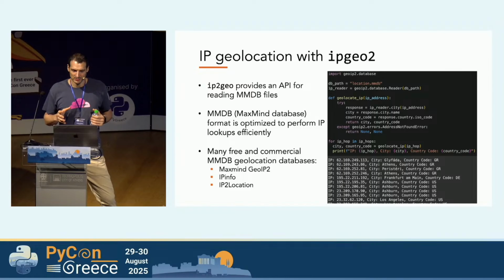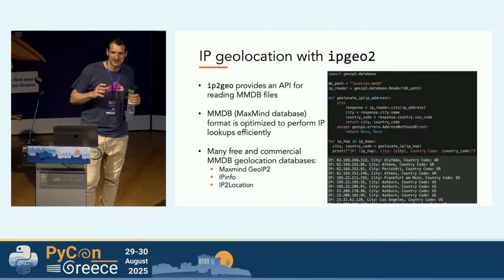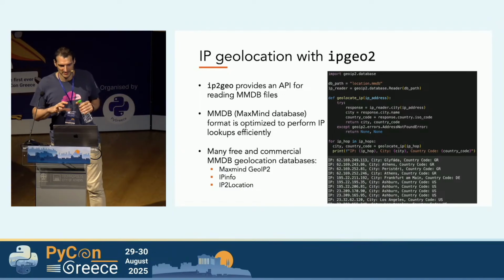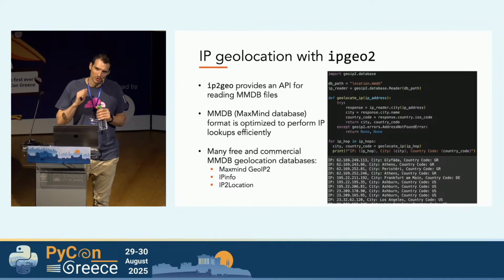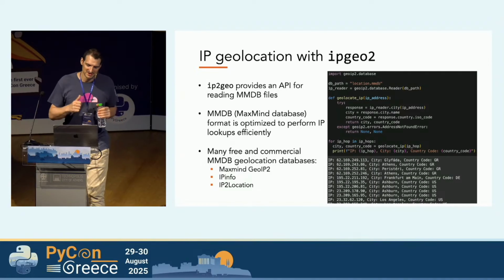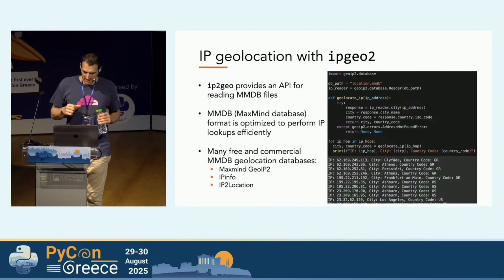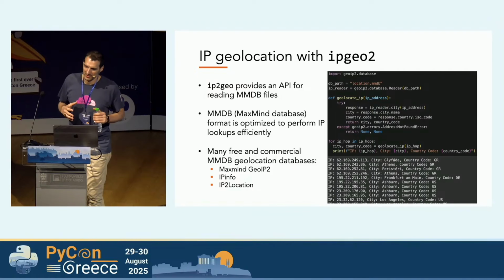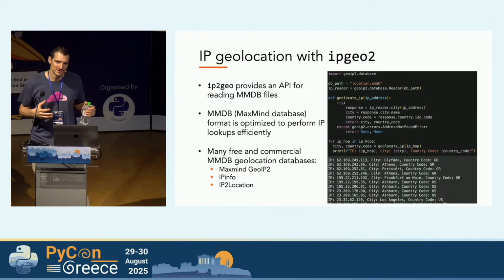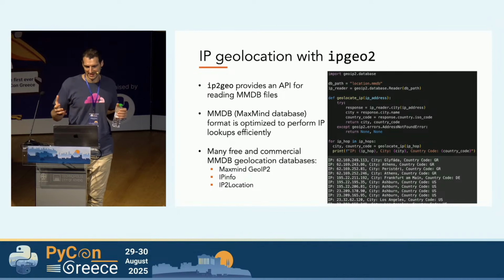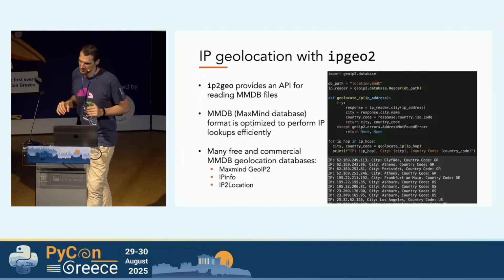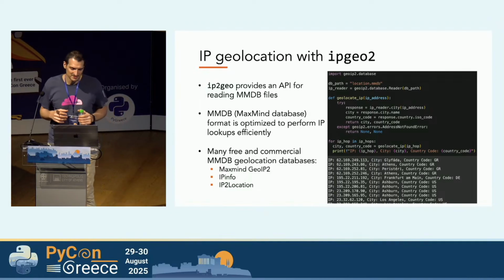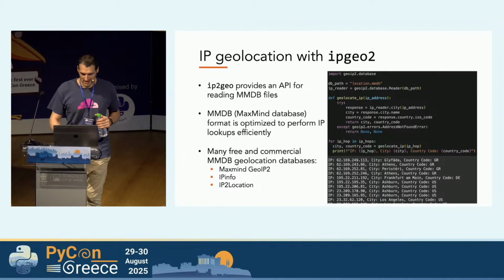There is a library called IPGeo2, which is an API that reads a type of database called MMDB. MMDB is a format which is optimized for IP lookups, developed by this company MaxMind. And it's very easy to find MMDB files because there are a lot of IP geolocation companies that make them publicly available. There are also commercial datasets, but the publicly available tools are good enough for most purposes, so you can find them either from MaxMind or IPInfo or IP2Location.